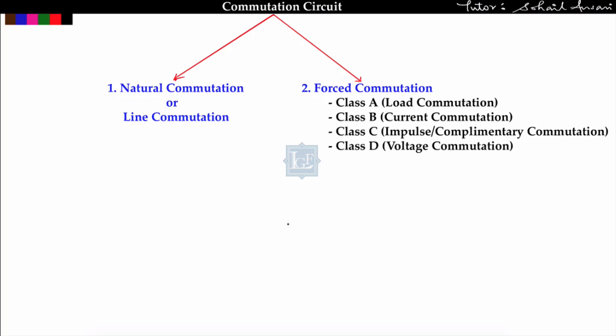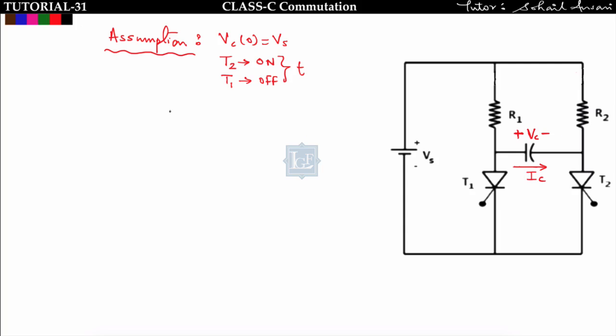Hi guys, in the previous lecture, lecture number 30, we completed current commutation. Now in this lecture, lecture number 31, we will start class C commutation, also known as impulse commutation or complementary commutation. So let us move to the first slide.